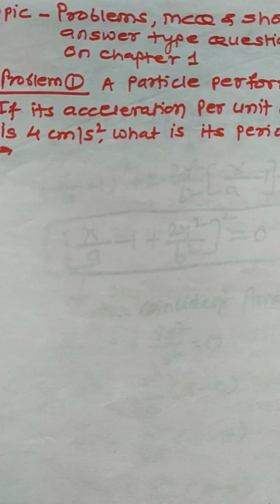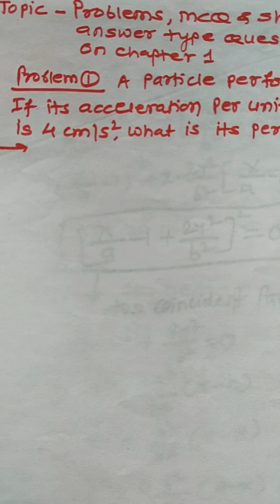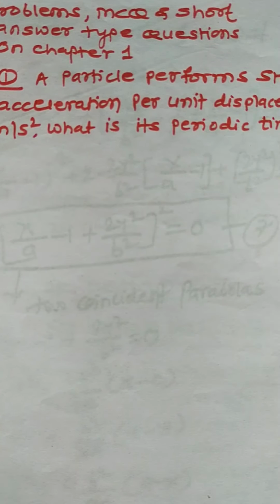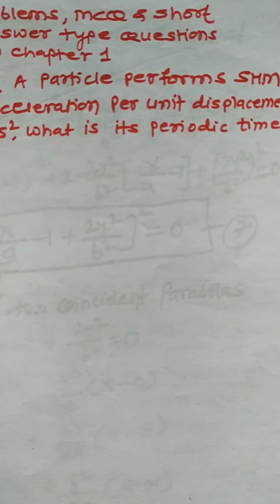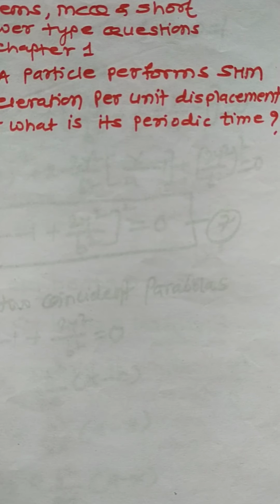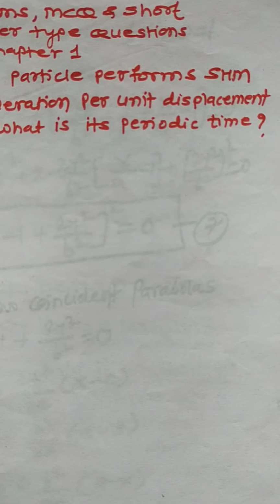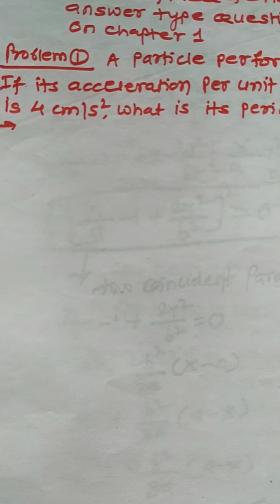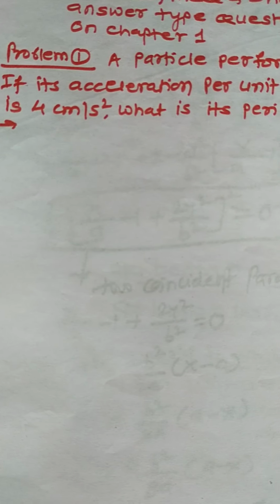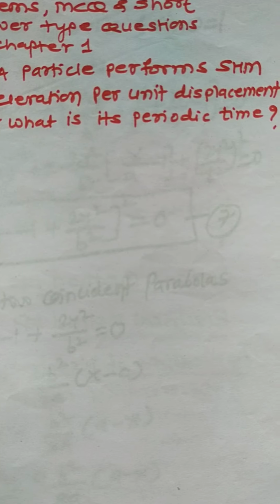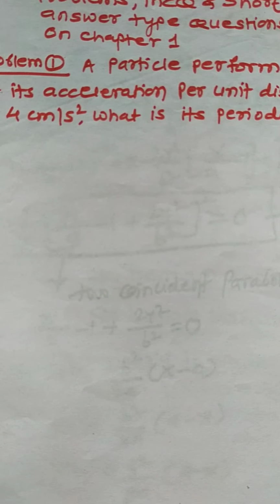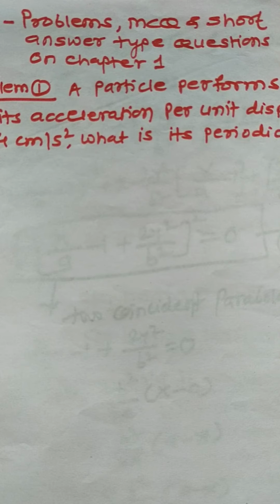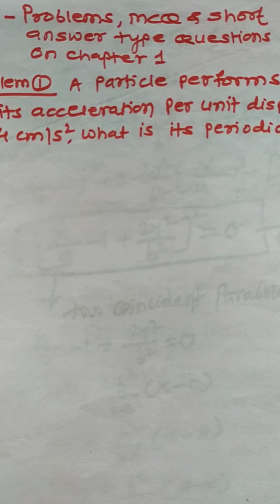Here the first problem is: A particle performs SHM. If its acceleration per unit displacement is 4 cm per second square, what is its periodic time? So this is problem number one, and we solve this problem here.